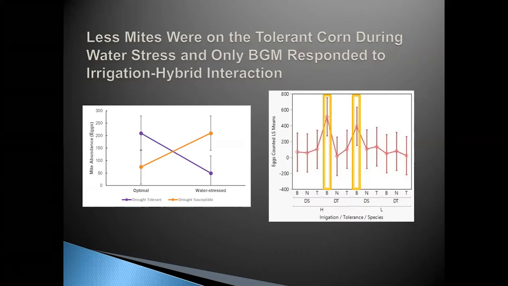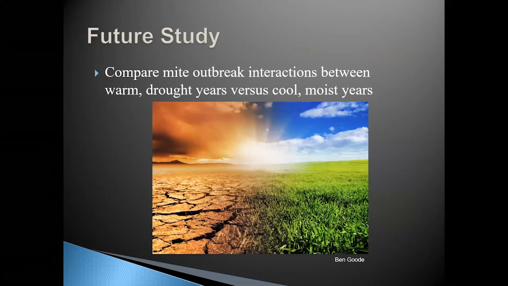And thinking towards the future, we anticipate that an important next step will be to compare spider mite outbreaks during hot, dry years versus cool, wet years. And last year, for example, was a very hot, dry year, but the efficacy of different corn varieties and irrigation practices in averting those spider mite outbreaks should also be tested against those cool, moist years to get a much broader picture, I think.